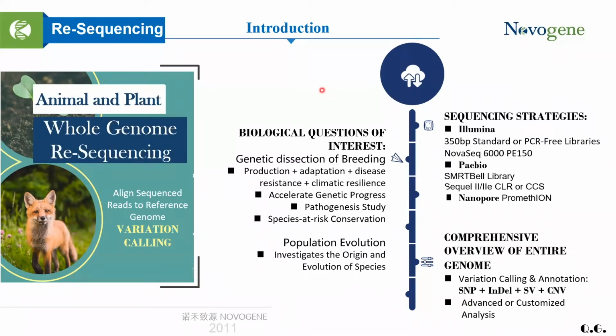For example, the genetic distortion or breeding to unveil the molecular mechanisms of production, adaptation, disease resistance, and climatic resilience, which could be meaningful in accelerating genetic progress, pathogenesis studies, and species and risk conservation, or to investigate the origin and evolution of species in phylogenetics and population genetic research.